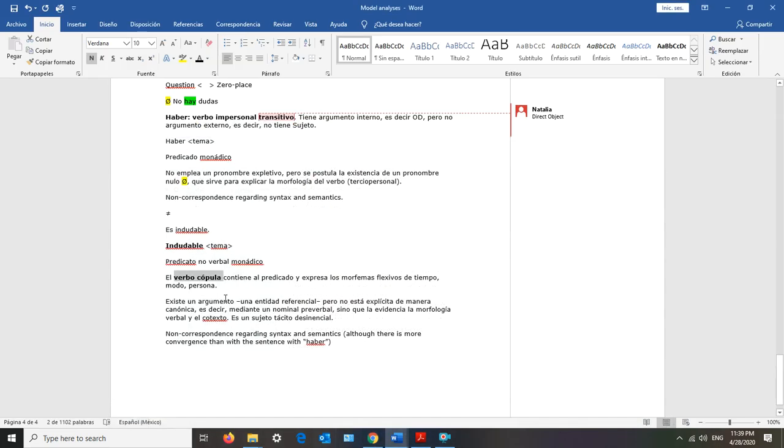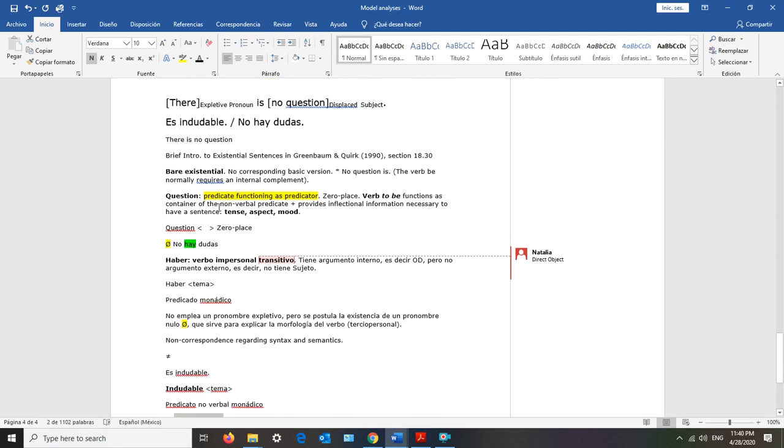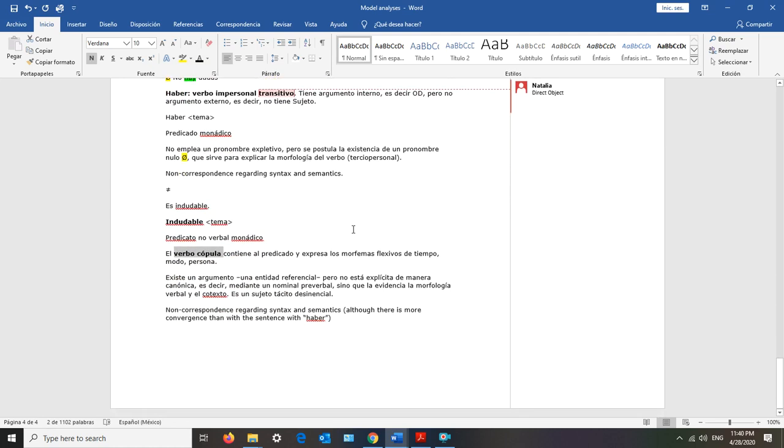Existe un argumento, una entidad referencial, pero no está explícita de manera canónica, es decir, mediante un nominal preverbal en esta oración, sino que la evidencia la morfología verbal y el cotexto. Es decir, esto es un sujeto tácito desinencial contra un sujeto aquí impersonal. No tiene sujeto, una oración impersonal. So there's no correspondence regarding syntax between es indudable and there's no question.